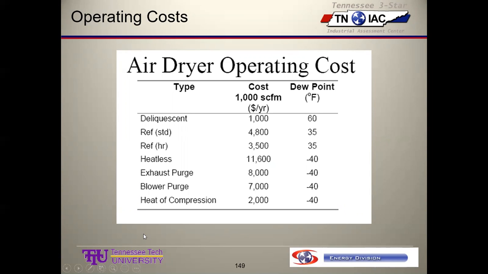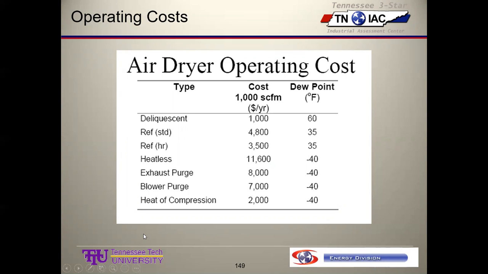So really the top two you usually don't see. The heat recovery or the thermal mass refrigerated dryer is about 3,500. The heatless dryer purge, let's say an 11.6. I think this is 5-cent power. Exhaust purge 8,000, blower purge 7,000, and heat of compression 2,000. But hardly anybody has heat of compression dryers.